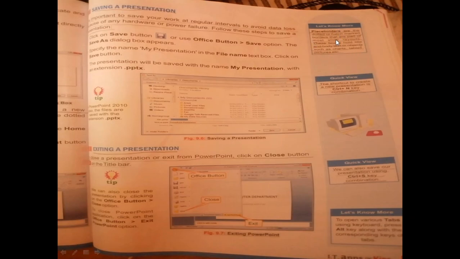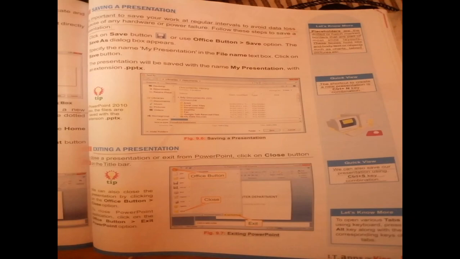Now you can see here, in Let's Know More, they have explained the placeholder. Placeholders are the dotted or hatched mark borders that are a part of most slide layouts. These boxes hold title and body text or objects such as charts, tables, pictures, etc. Just now we typed in the placeholder, right? We typed Computer Department and Learning with Fun.